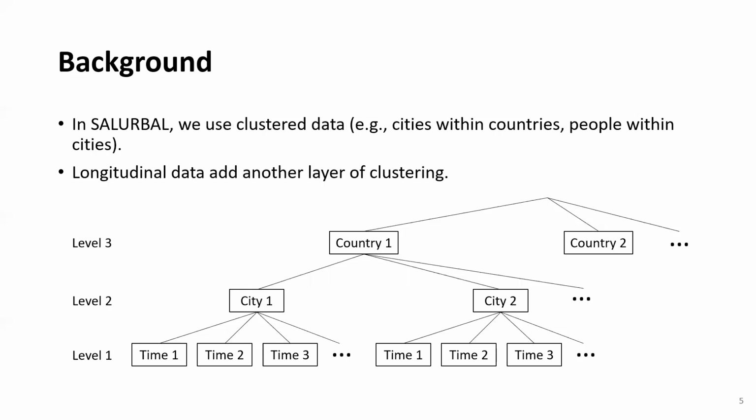Previously, we used clustered data for cities nested within countries and people nested within cities. This time we are going to talk about longitudinal data, which adds another layer of clustering: measurements in year 2000, 2001, 2002, 2003, and so on within the same city. So this is another layer of clustering, or nested structure.